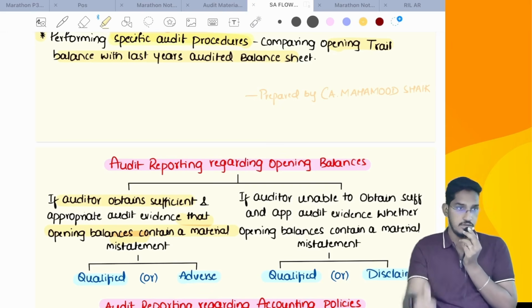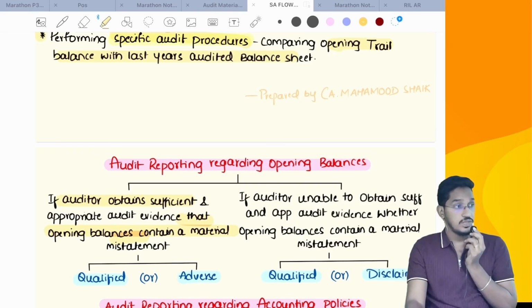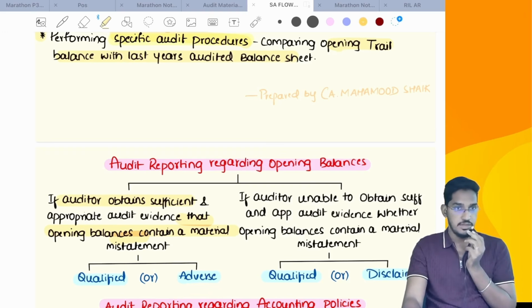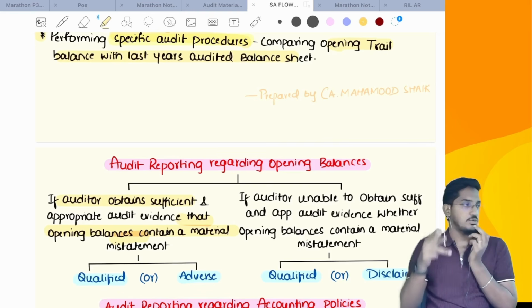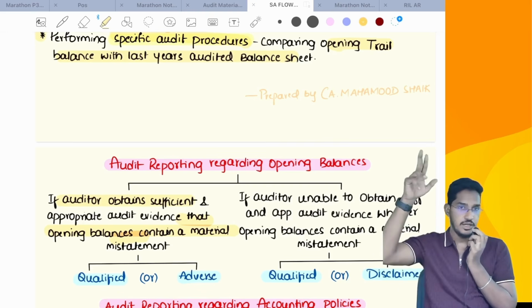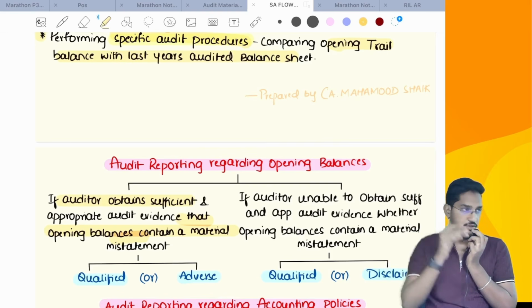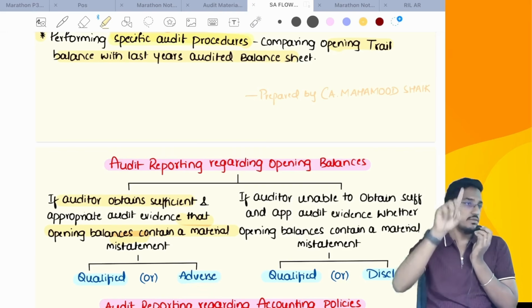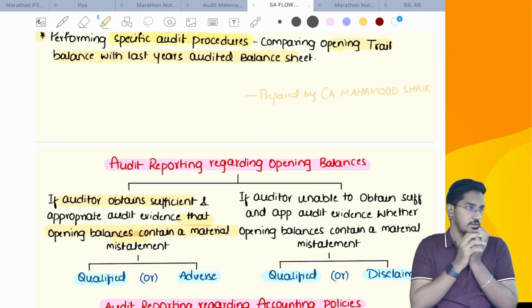Then we have the 200 series: 260, 265. That we will try to cover. After that we have 450, evaluation of misstatements. That is getting asked very frequently recently because it was newly added content. So we will do 260, 265, and after that 450, evaluation of identified misstatements. Then after that, SQC 1 and SA 220 also we will do.